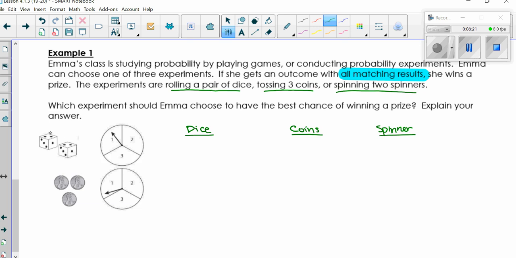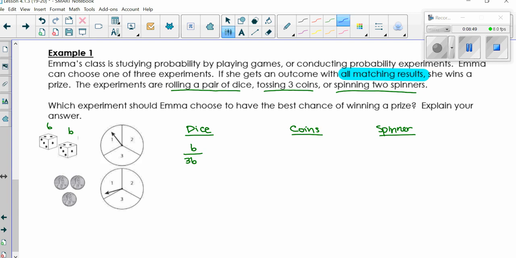Okay, so in dice, all matching results means doubles. Okay, that would mean like a 1-1, a 2-2, 3-3, 4-4, 5-5, 6-6. So there's 6 matching results out of 36 possible outcomes. If you look at your dice sheet, there's 36. The reason that there's 36 is because there's 6 outcomes here and 6 outcomes here. And if you multiply 6 times 6, it's 36.